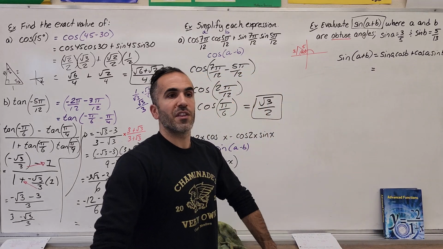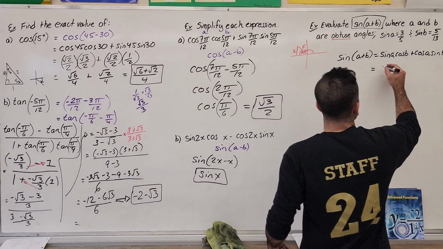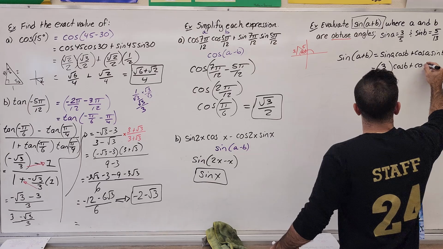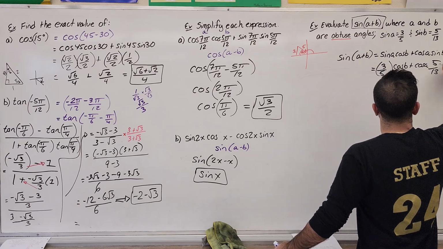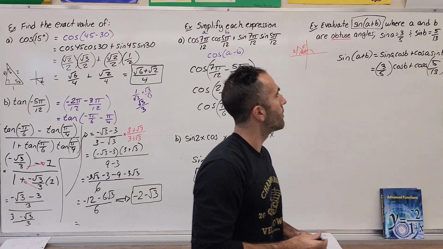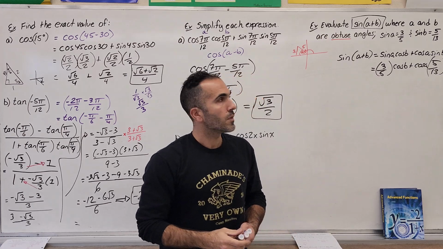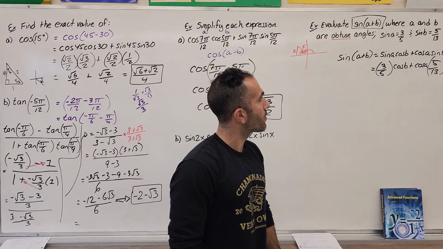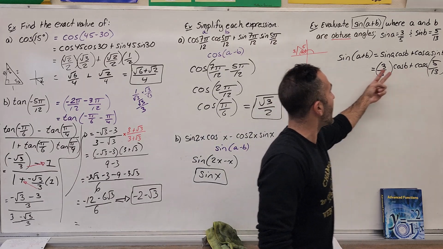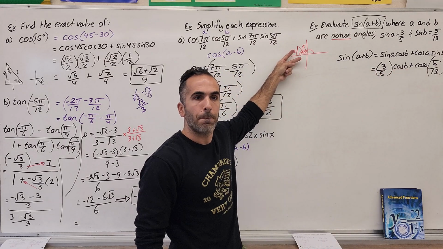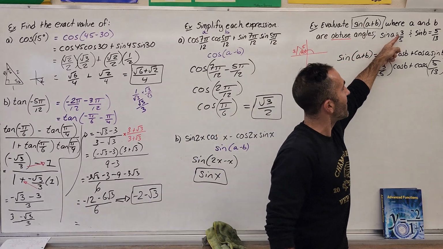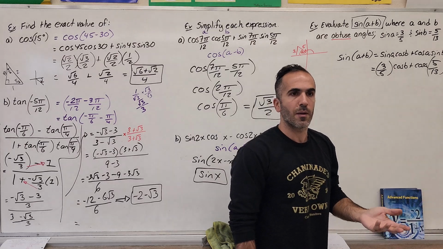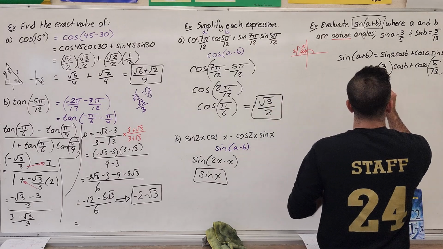I'm going to replace everything that I know, which is the sine A and the sine B. This is a 3 over 5. This is a cos B. This is a cos A. And this is a 5 over 13. I just replaced sine A and sine B because it's given in the question. To find cos A and cos B, I need the 3 sides to the triangle. For me to have the sine ratio means I have the opposite and the hypotenuse. I don't have the adjacent. And for cos B, I need the adjacent and the hypotenuse.